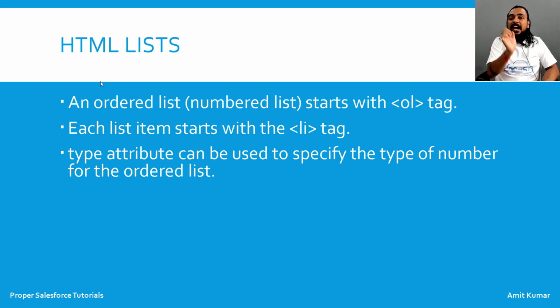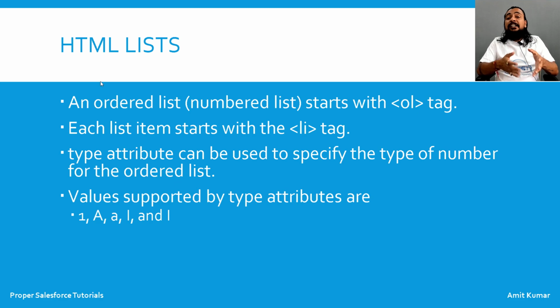Each list element will have a specific order in it, and the type of numbering that we want to use is specified by the type attribute. The values that the type attribute of an ordered list supports are 1, A in uppercase, a in lowercase, I in uppercase and i in lowercase. The uppercase I and lowercase i are used to show Roman numbers.